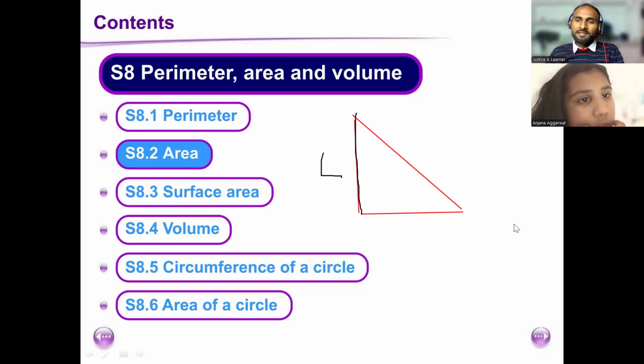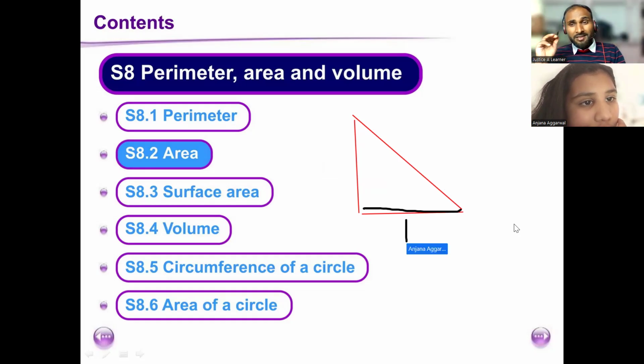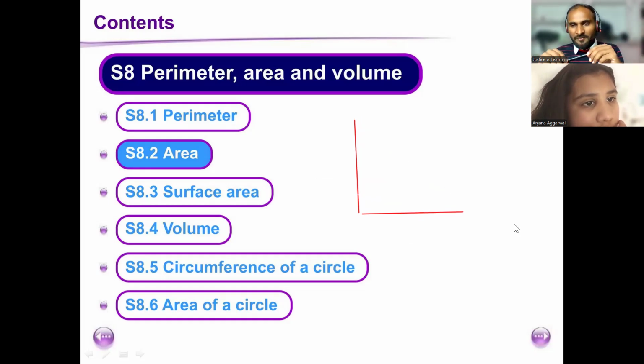Actually, you're forgetting one thing. Like in a triangle, the things are different. We do not call it length and width. We call it base. Yes. Height. Great. Now you remember that. Okay, so now you can tell me the formula.